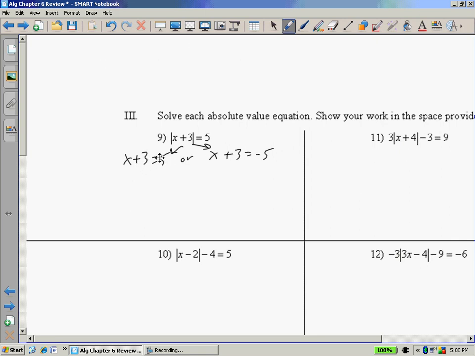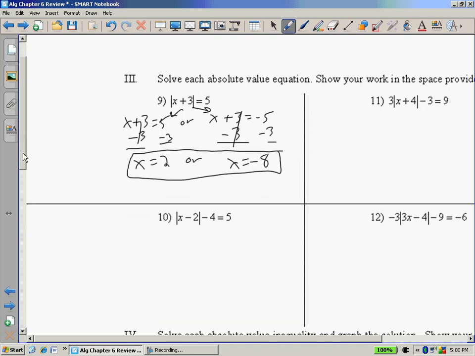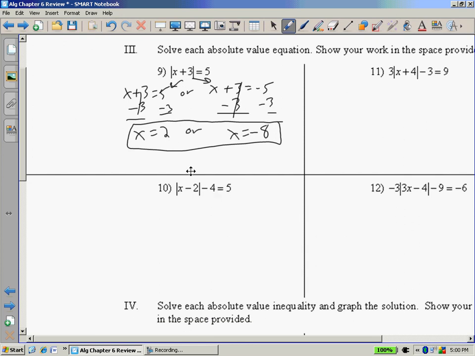We're going to solve the left-hand side here, subtract 3, x equals 2. Now we look at the right-hand side. x equals -8. So x equals 2 or x equals -8, and there we go. Now in number 10, we've got to get the mirror by itself. We have to solve for the absolute value of x minus 2, this part here, before we can do anything else. So we're going to have to get rid of the -4 by adding 4 to both sides. So the absolute value of x minus 2 equals 9.